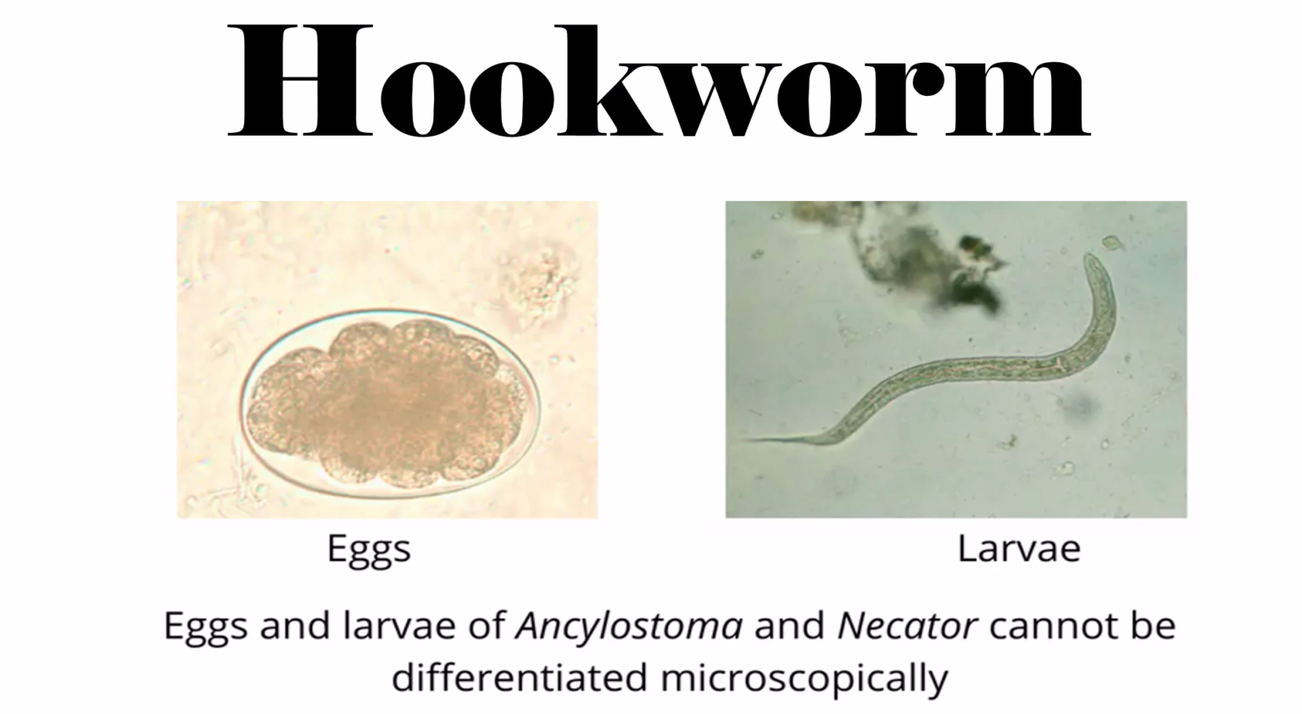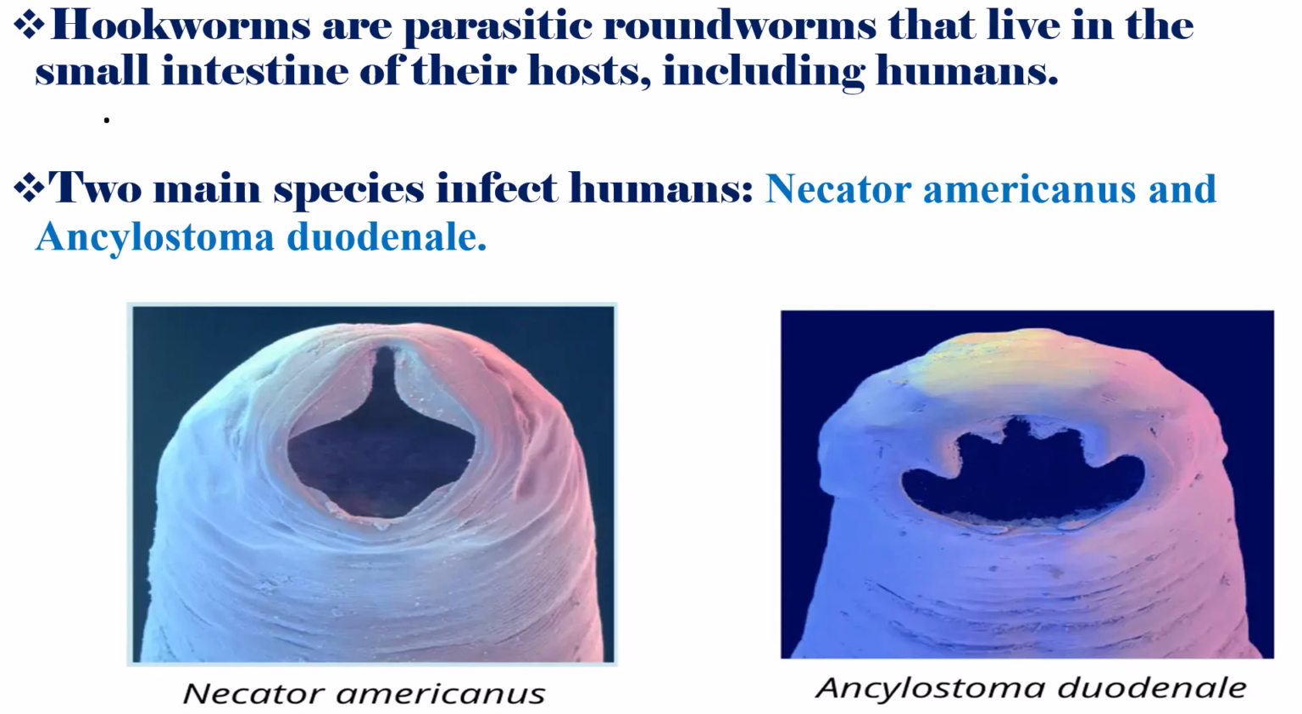Understanding the life cycle, disease and the prevention of hookworm, the blood-sucking parasite. Hookworms are parasitic roundworms that live in the small intestine of their hosts, including humans. They get their name from the hook-like mouth parts they use to attach to the intestinal wall.